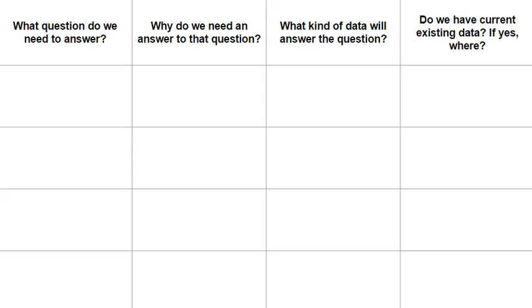So we've got all this data, we've got to contemplate what exactly do we do with it? How do we manage it? So hopefully this looks familiar from the previous video, but you see it's modified. So the first question is the same. What is our question? What do we need to answer? We need to know why we need to answer that question. What type of data will answer it? And then, do we have existing data?